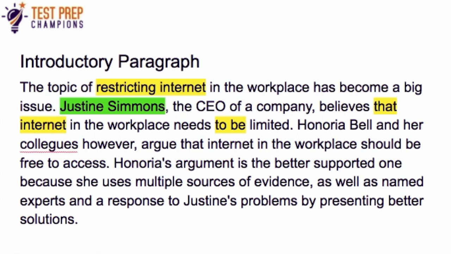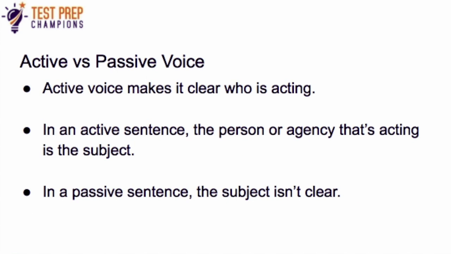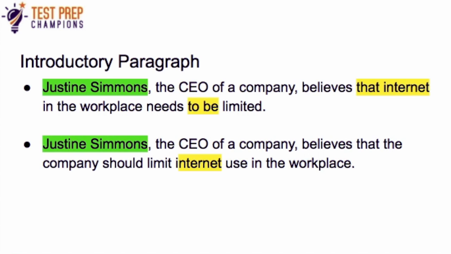And it's a little bit of a confusing topic here, so let me try to explain this in the simplest way possible. So basically, active voice makes it clear who's acting, and in an active sentence, the person or agency that's acting is our subject. Now, in a passive sentence, the subject isn't clear. So I want you to think about what I mean by this here, and let's take a look at your sentence here. So first, I have the way that you wrote it. I have Justine Simmons, the CEO of a company, believes that internet in the workplace needs to be limited.